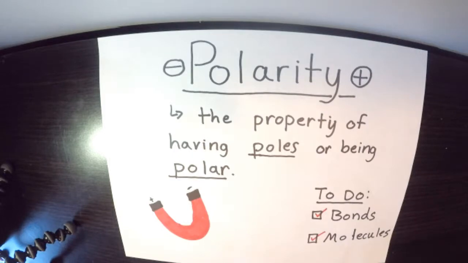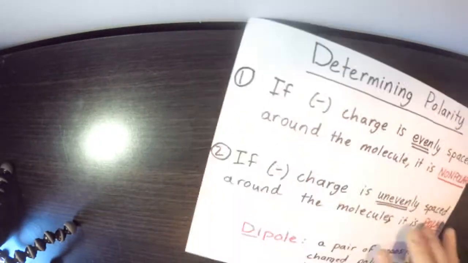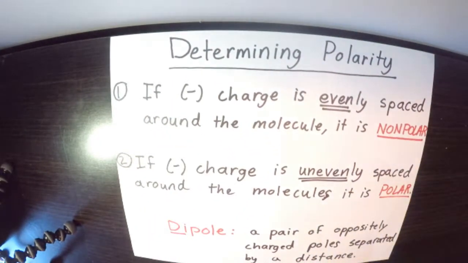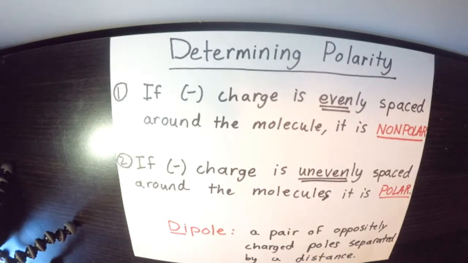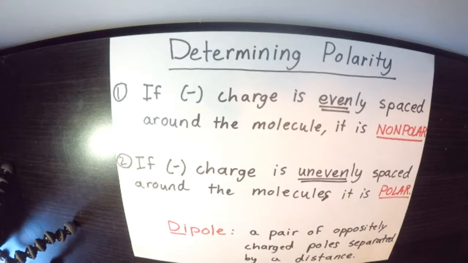When we're talking about polarity, we've got a couple of things that we need to keep in mind. In order to determine the polarity of a bond or a molecule, we need to know where most of the negative charges are located. So if the negative charges are evenly spaced around the molecule, that's going to make the molecule, or the bond for that matter, non-polar, meaning that there is not a concentration of more negative charges on one end than the other. Everything is evenly spaced and everything is nice and good.